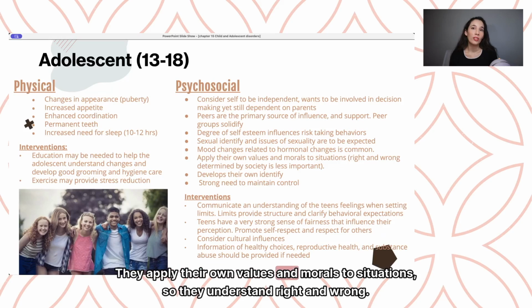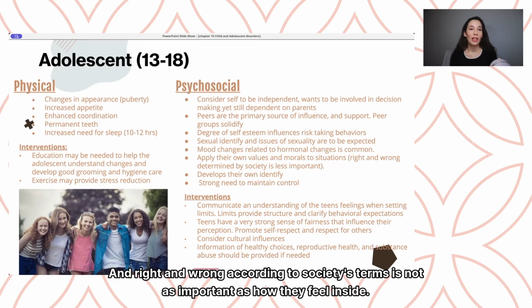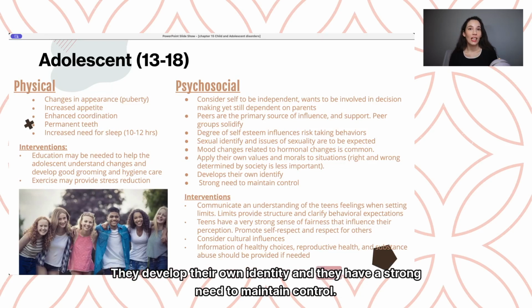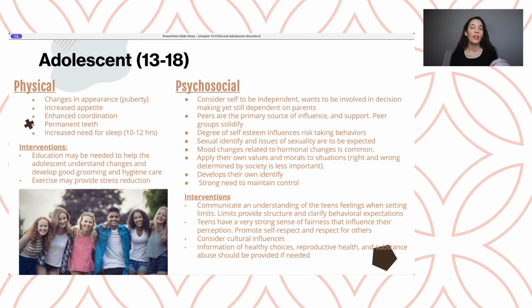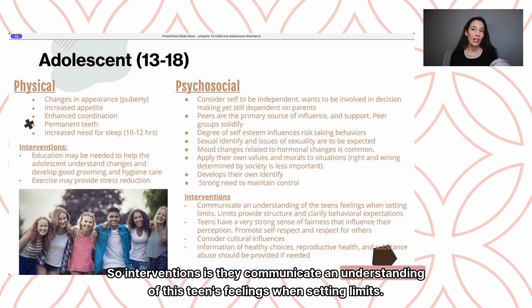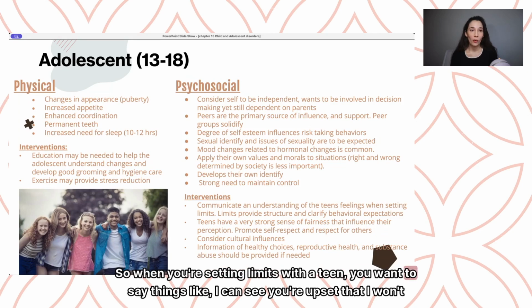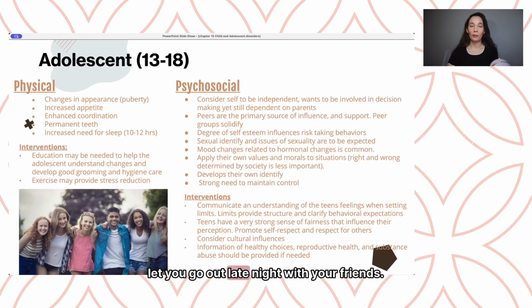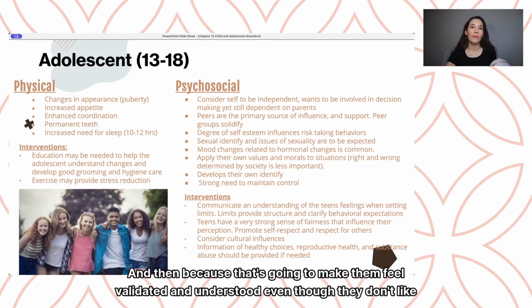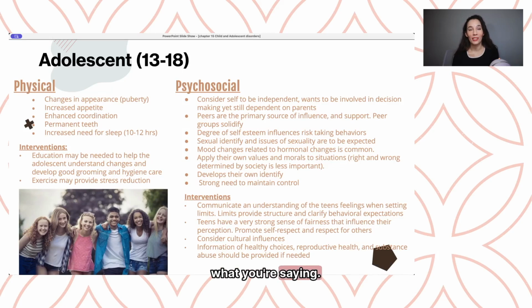They apply their own values and morals to situations, so they understand right and wrong. And right and wrong, according to society's terms, is not as important as how they feel inside. They develop their own identity and they have a strong need to maintain control. So for interventions, communicate an understanding of this teen's feelings when setting limits. So when you're setting limits with a teen, you want to say things like, I can see you're upset that I won't let you go out late night with your friends. And then that's going to make them feel validated and understood, even though they don't like what you're saying.